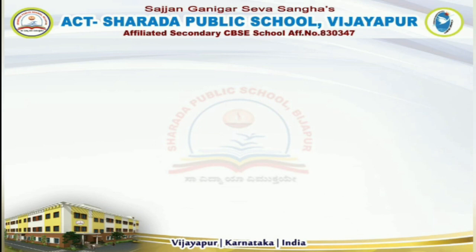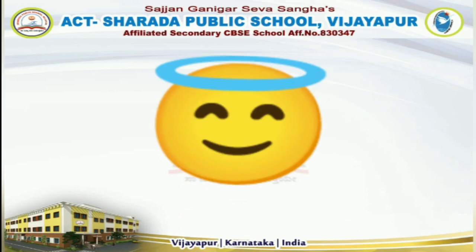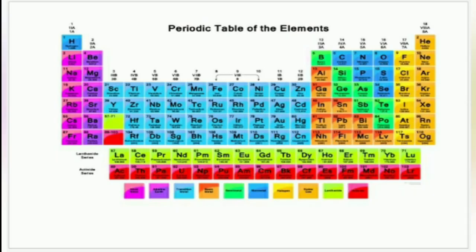Let me start with one of the most important tools for a chemist, a tool that is inevitable. I think some of you must have guessed it. I want you to brainstorm on the most important thing that a chemist uses. I hope you have guessed it correct. It's nothing else other than the periodic table of elements.